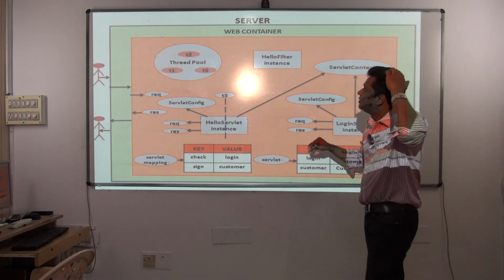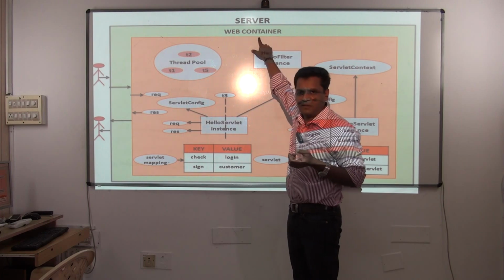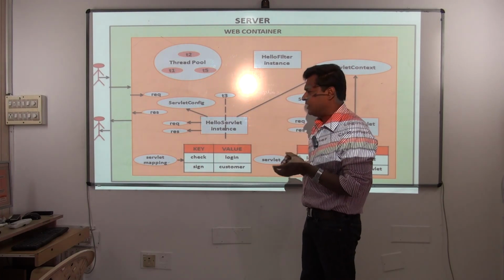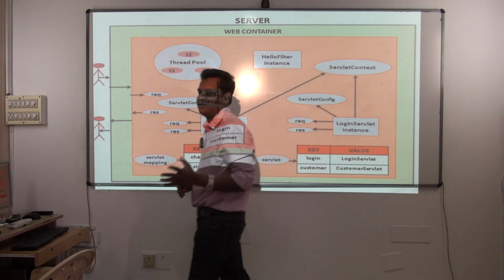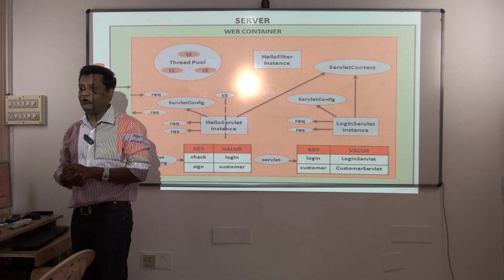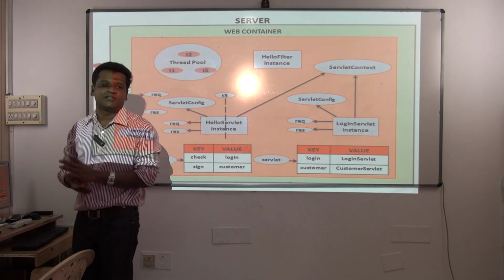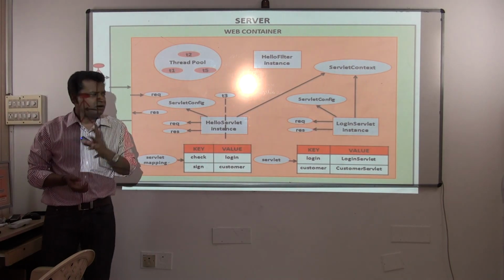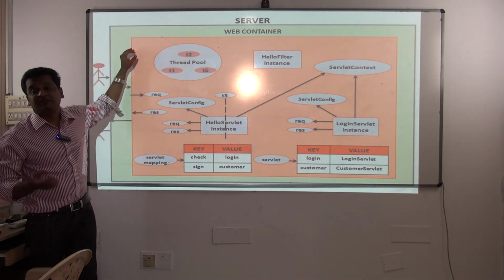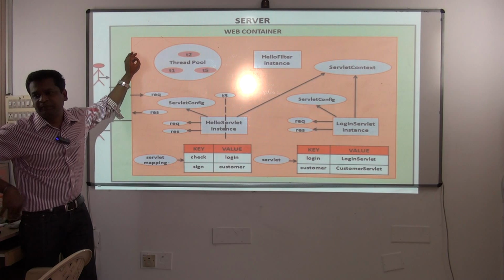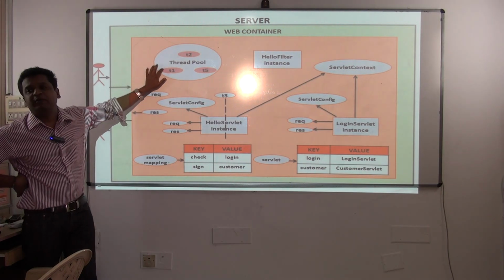So this is the diagram now. See this. You have the server, you have the container. As soon as you start the server, first the XML file is parsed. There are a lot of things which happen when you start the server. Understood? So when you start the server, first the XML file will be parsed. First thing. The next thing, the thread pool will be created.